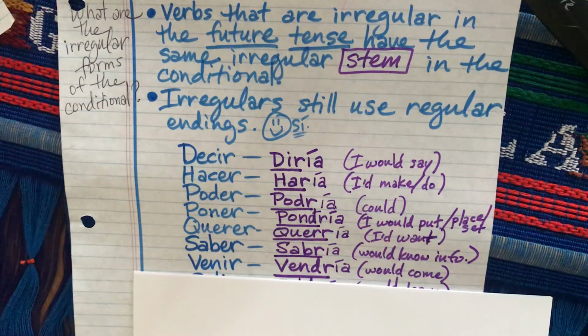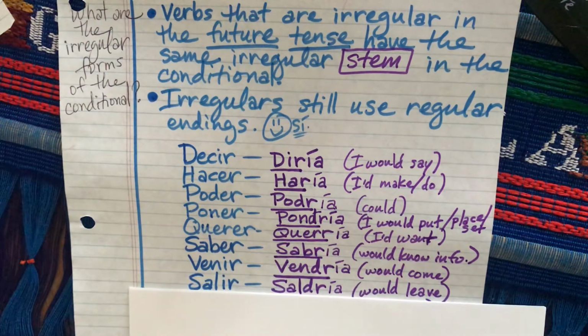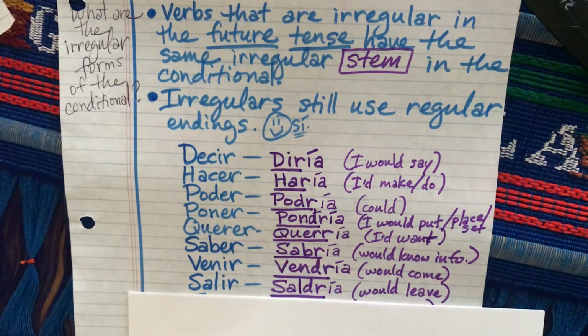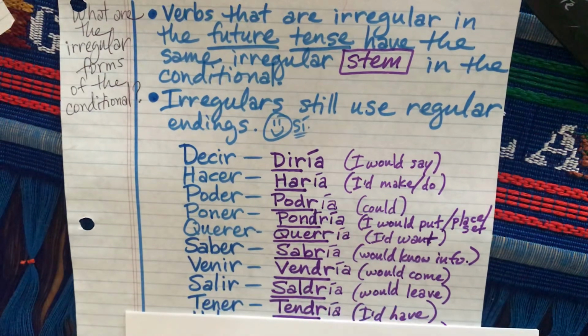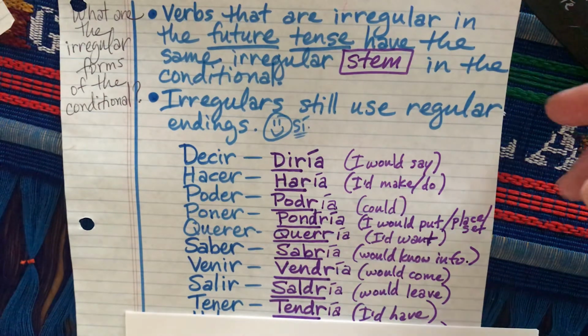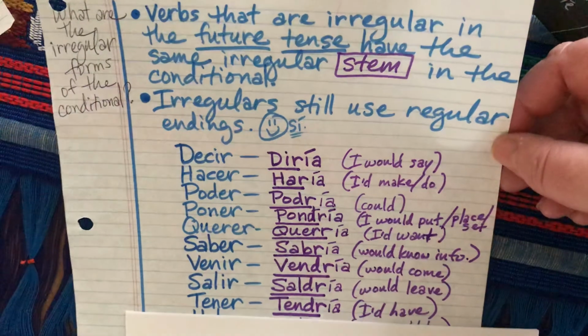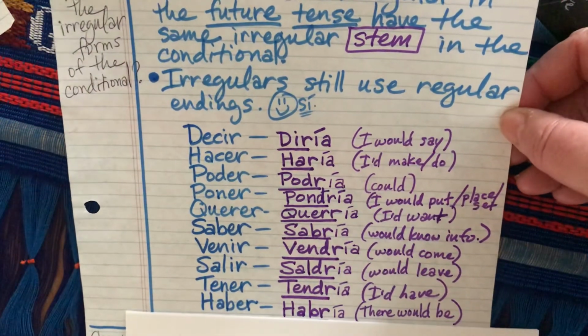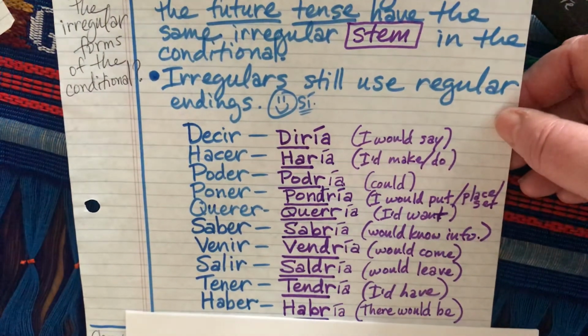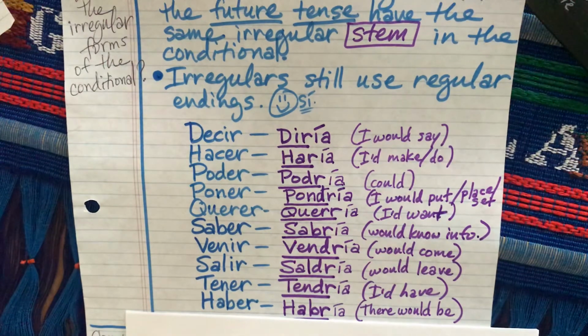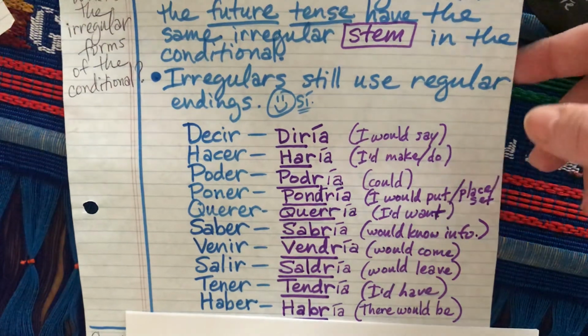Vendría, I would come. Also he or she. Saldría, I, he or she would leave. Tendría, I would have or I'd have. And habría, there would be. This is hay in the present. Había, there used to be. Habría, there would be. Now it goes into the future conditionally.